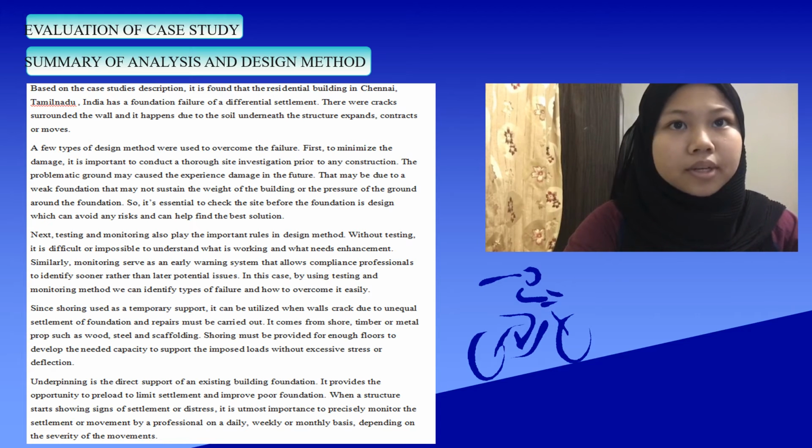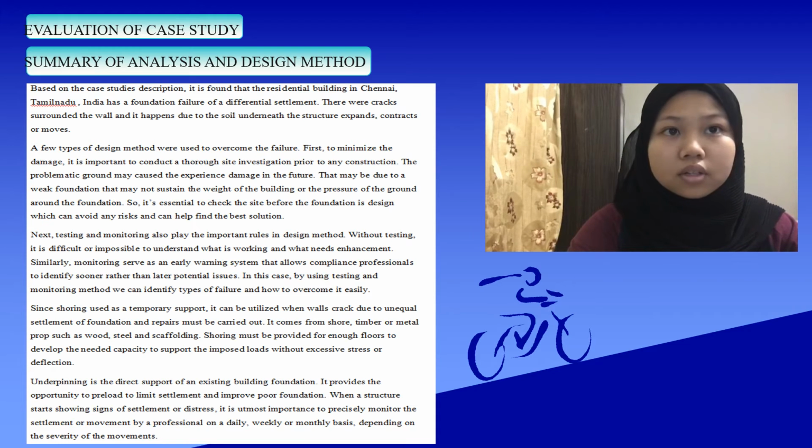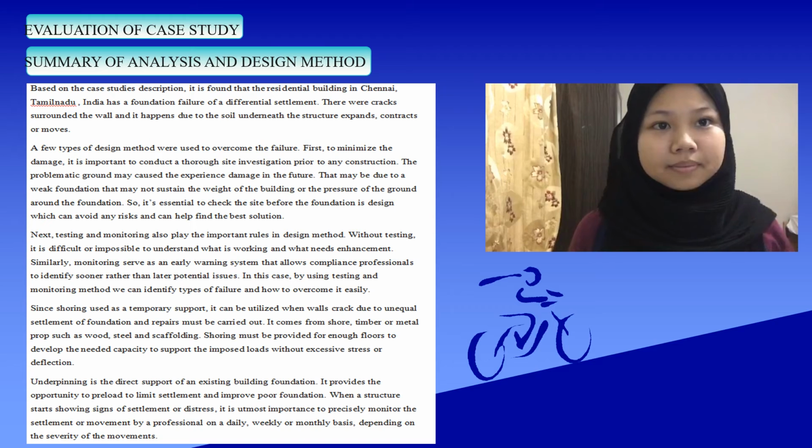First, to minimize the damage, it is important to conduct a thorough site investigation prior to any construction. The problematic ground may cause damage in the future. That may be due to a weak foundation that may not sustain the weight of the building or the pressure of the ground around the foundation. So, it is essential to check the site before the foundation is designed, which can avoid any risk and can help find the best solution.